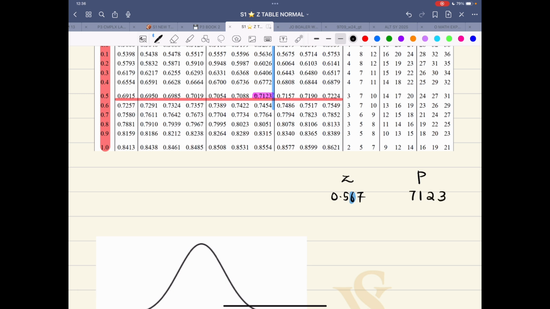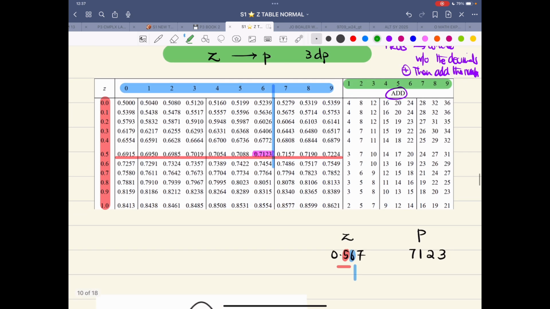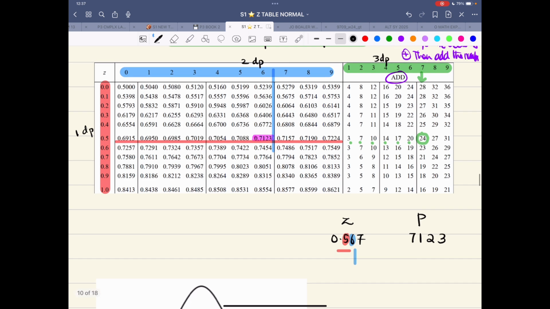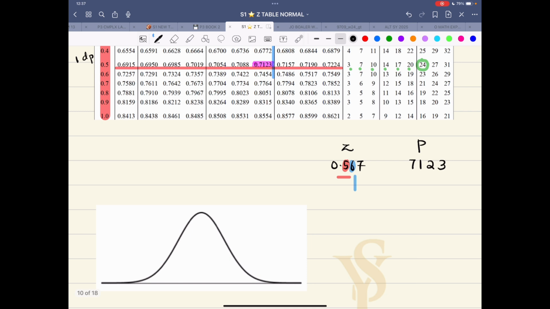So the first thing is done. That was 0.5, the horizontal thing. Then the 6 was the vertical thing. This is done, and now we are focusing on the 7. Now in the same line, just keep on going till you reach the number which is below the 7 right over here, because that's the 3rd decimal place. So this is 1 dp, this is 2 dp, this is 3 dp. That's the 3rd decimal place. This number is 24. So the 7 value is giving me 24.